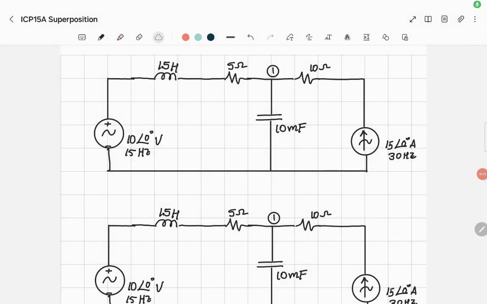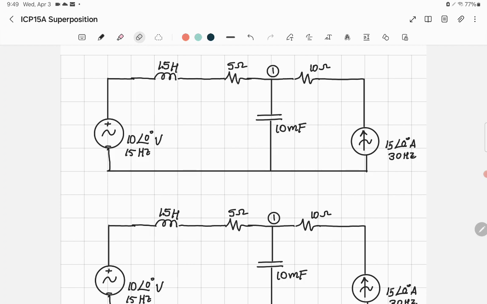Hi everybody. Here we have an example of how to apply superposition to analyze an electric circuit. Actually, for this circuit, I believe you cannot do anything but use superposition. Why? Well, just look at the sources. This source is a voltage source with a frequency of 15 hertz, and you have a current source of 30 hertz. Since you have different frequencies, the easiest way to solve this circuit is to use superposition because you have different frequencies of the supplies.